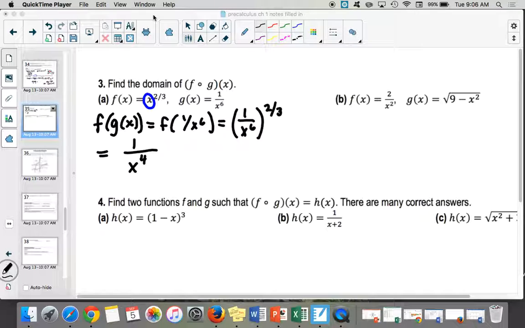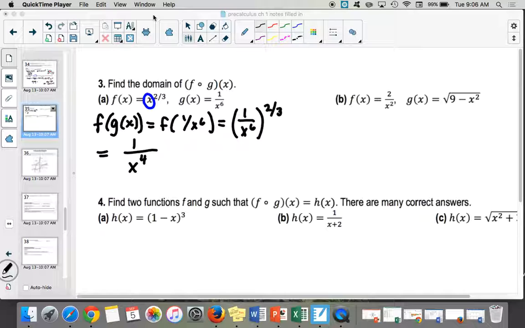Okay, so when we talk about the domain of a composition, we need to consider the inside function. So which function was the inside function, as I'm calling it, when I talk about f of g of x? G of x, right? What was the domain of the inside function? So of g of x, what's the only thing I couldn't have for x? 0.